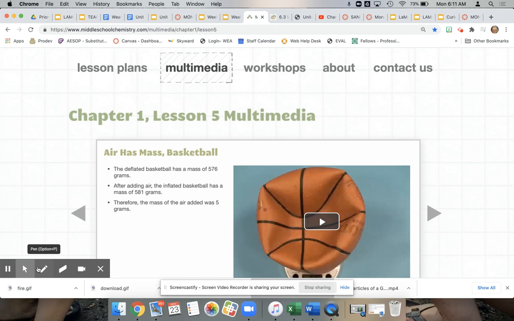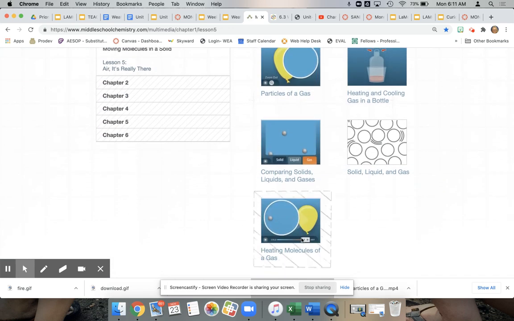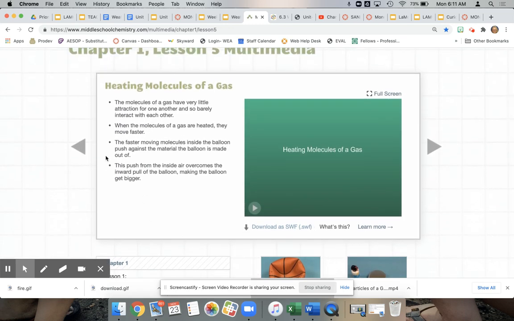In this video, I will be explaining what happens to molecules in a gas when they are heated. And to do that, I'll be using this multimedia resource. To find what I'm looking for, I need to scroll down until I find the icon labeled Heating Molecules of a Gas. I click on that and then scroll back up. Now I can see the information that I need about heating molecules of a gas.